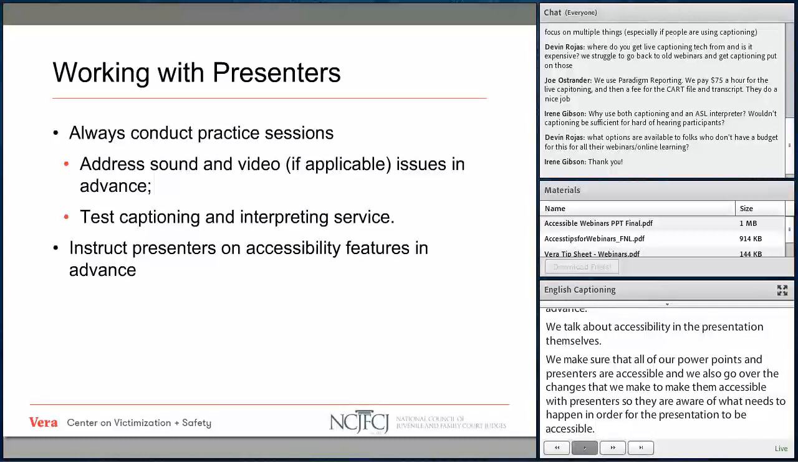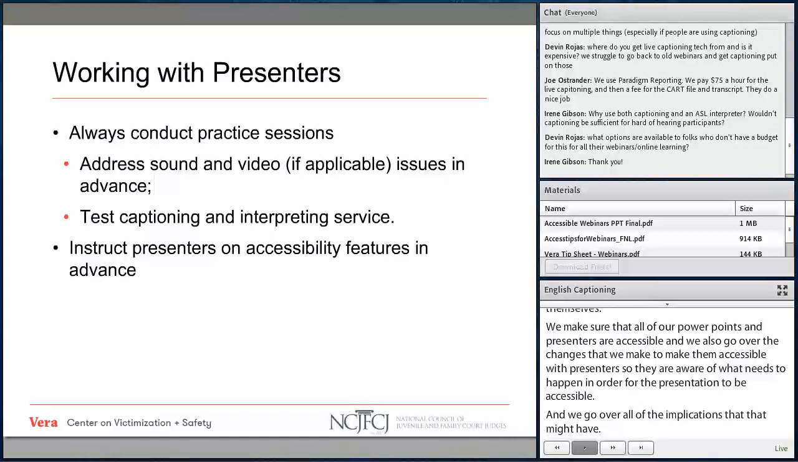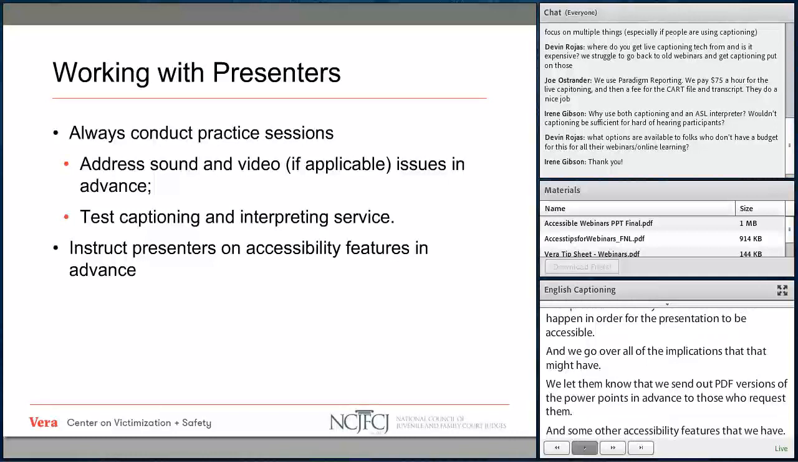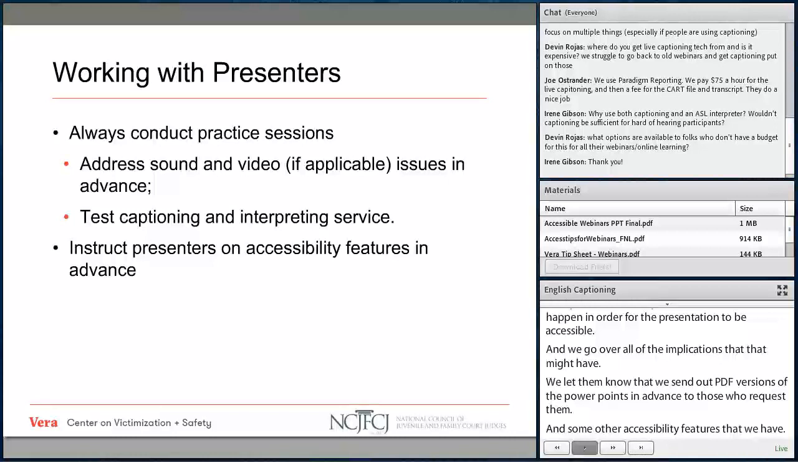And then some of the other accessibility features that we have. So really, it's just, again, about building relationships with people, having open communication, and really just being clear on your expectations and what you're trying to do.